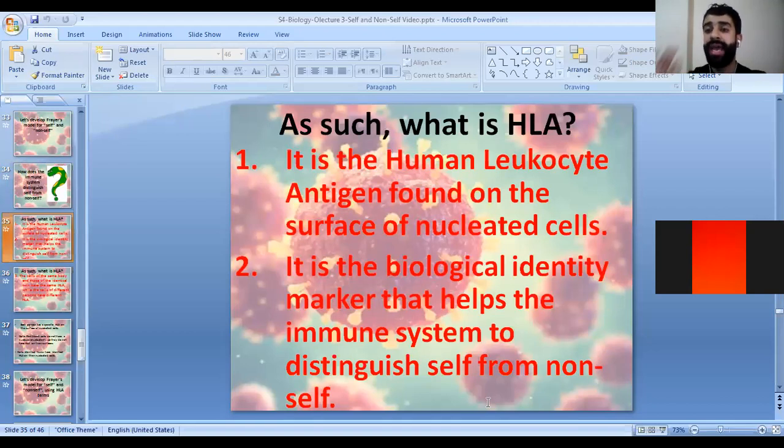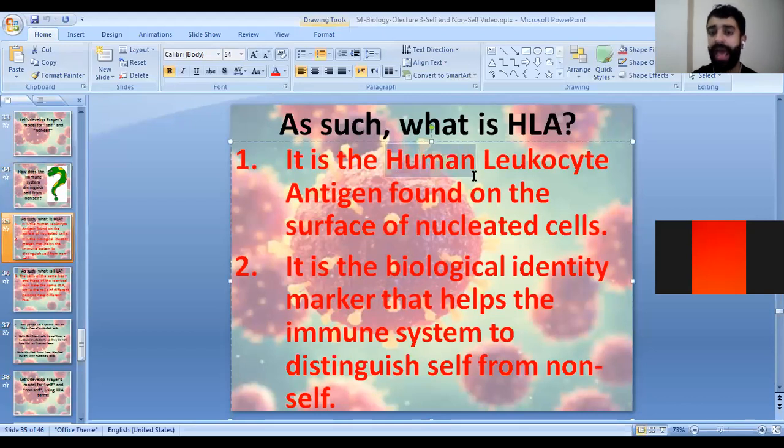What is HLA? HLA is human leukocyte antigen. H for human, L for leukocyte, and A for antigen. So HLA is human leukocyte antigen. Where is it found? It's found on the surface of nucleated cells. What is the meaning of nucleated cells? The nucleated cells are the cells that have a nucleus. So where is HLA found? Only on the cells that have a nucleus. The cells that do not have a nucleus, they don't have HLA.